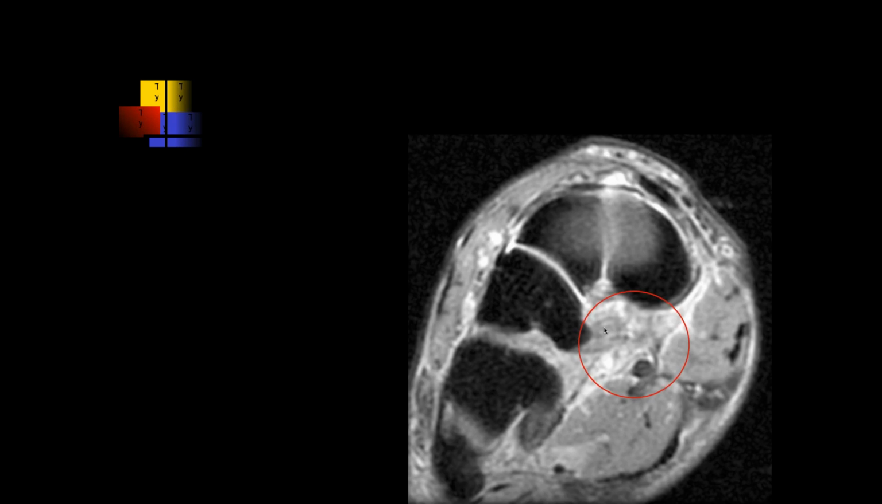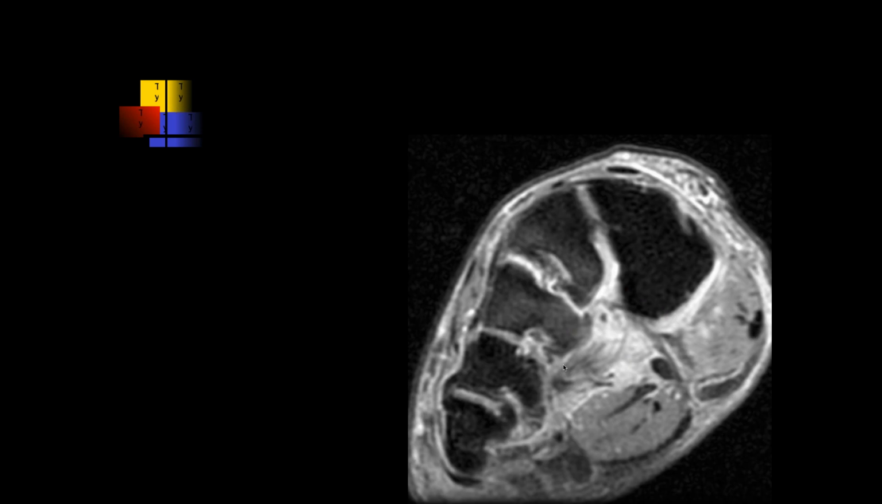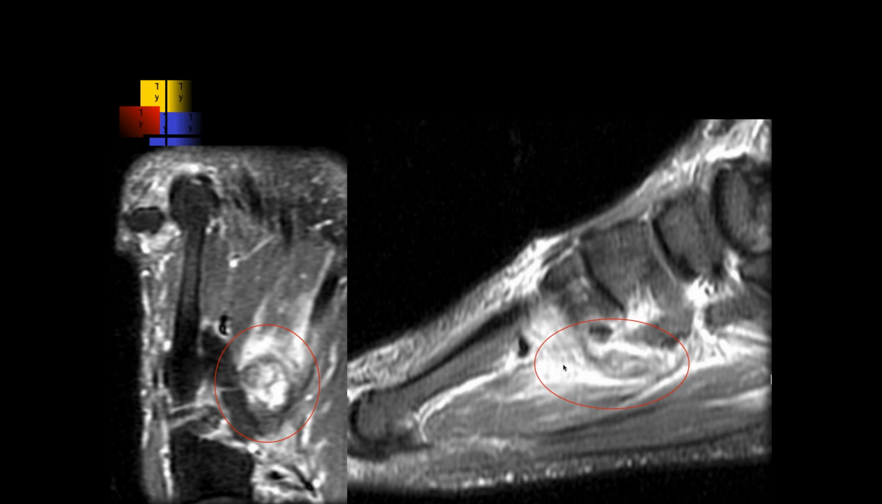And then this should be a black structure coming around to insert, as we talked about before. So that's distal peroneus longus tendinopathy. And there's just more of it. This is a distal tear.